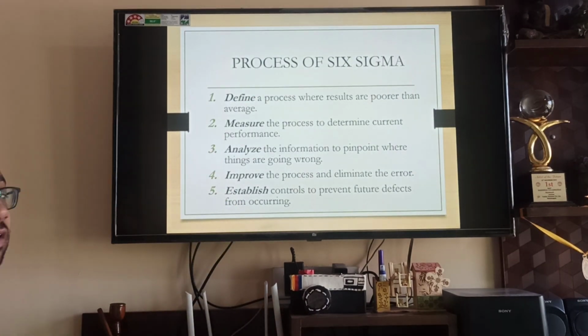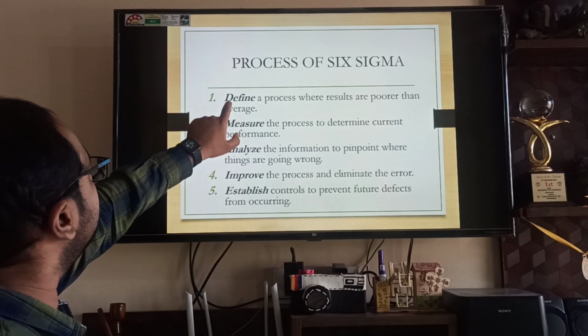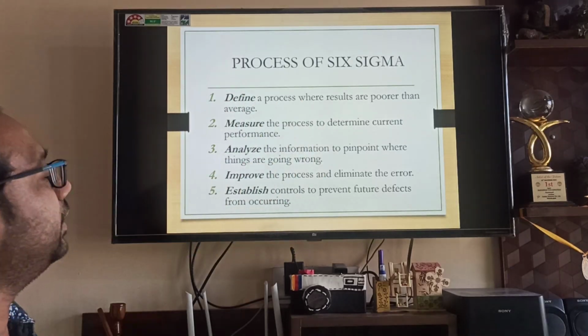Now what is the process? Six Sigma is a 5-step process. First is to define the process where results are poorer than the average.